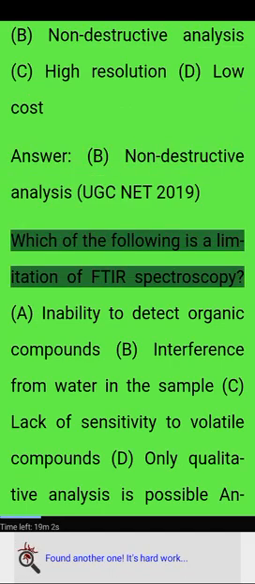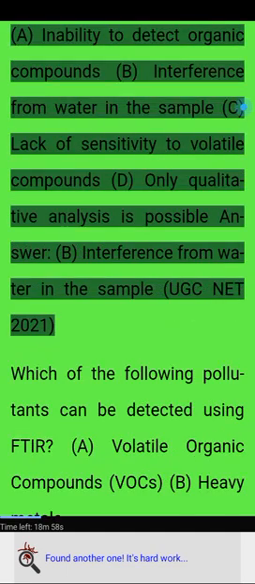Which of the following is a limitation of FTIR spectroscopy? A. Inability to detect organic compounds. B. Interference from water in the sample. C. Lack of sensitivity to volatile compounds. D. Only qualitative analysis is possible. Answer. B. Interference from water in the sample.